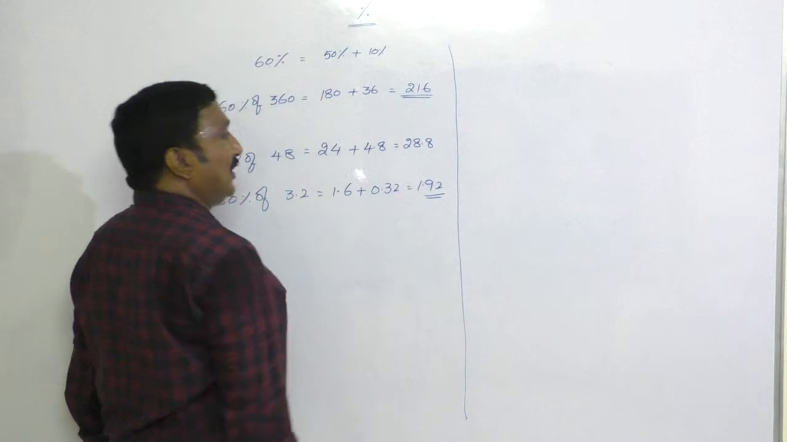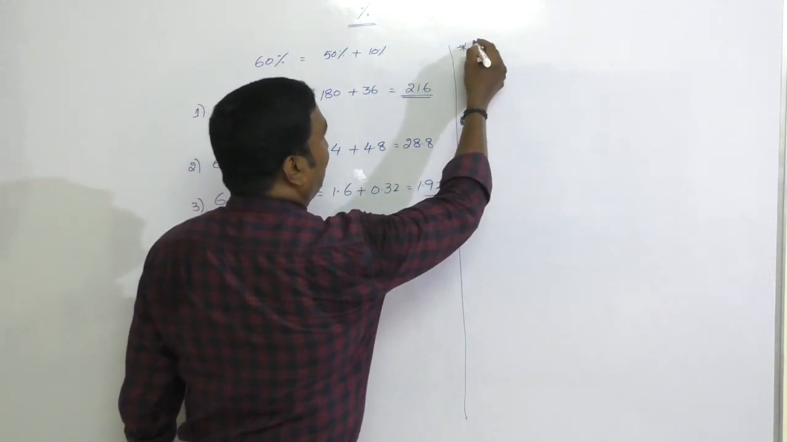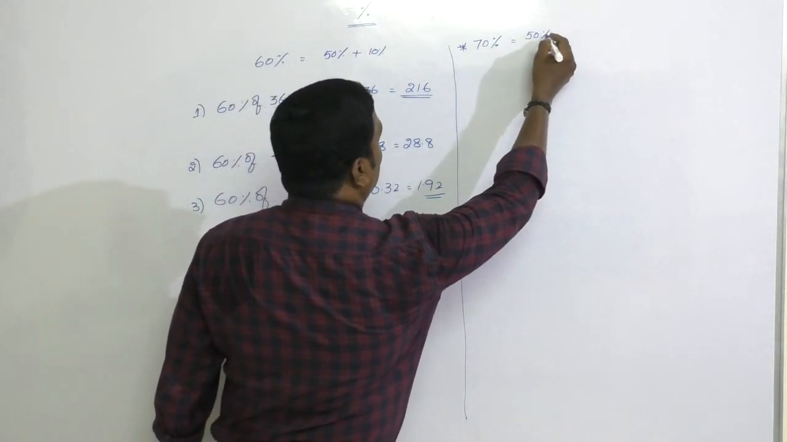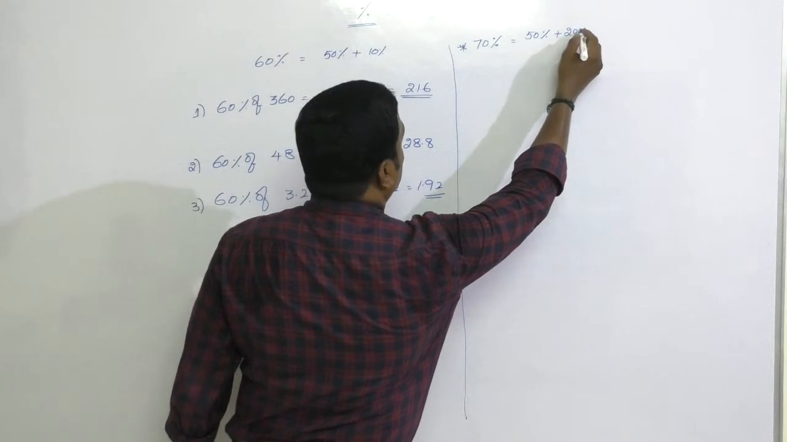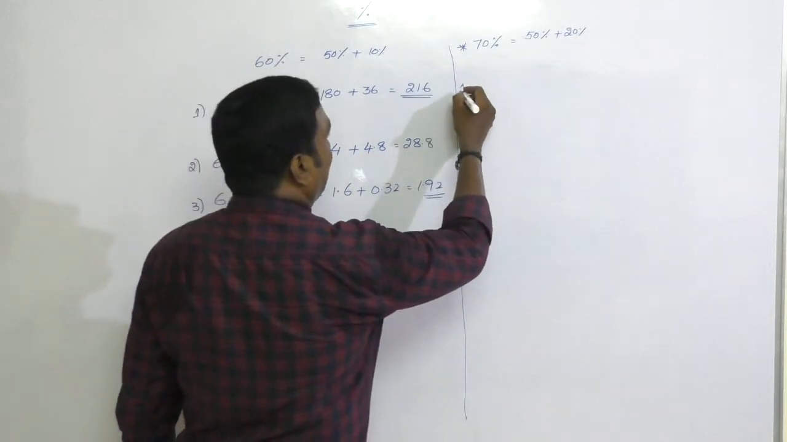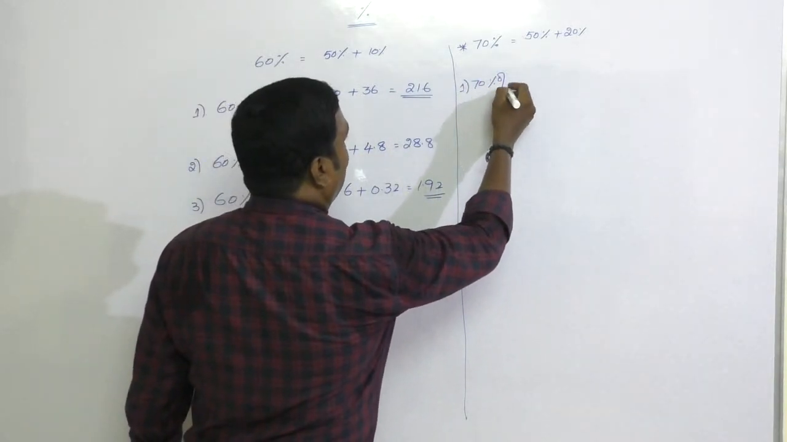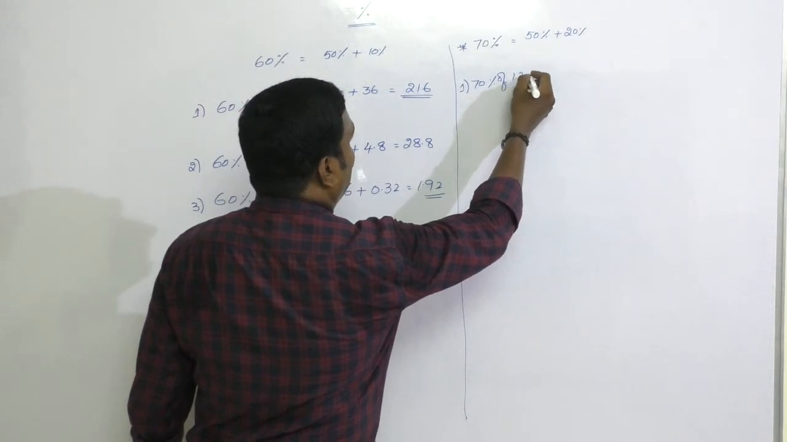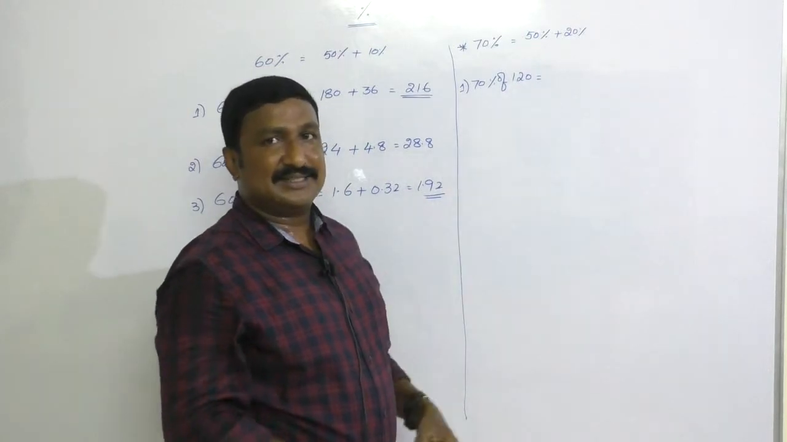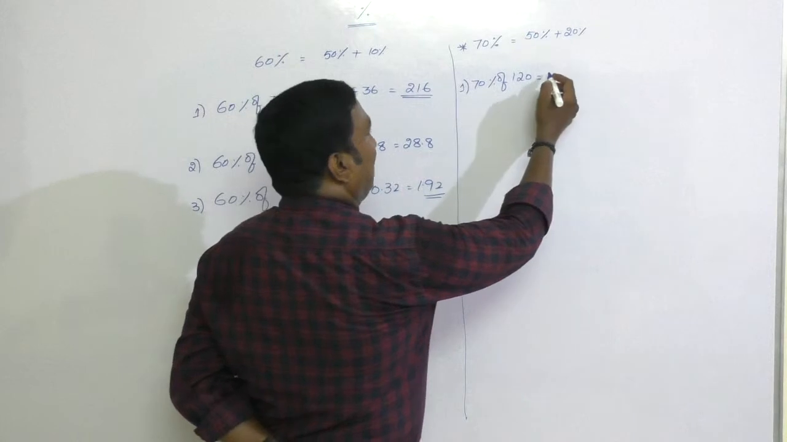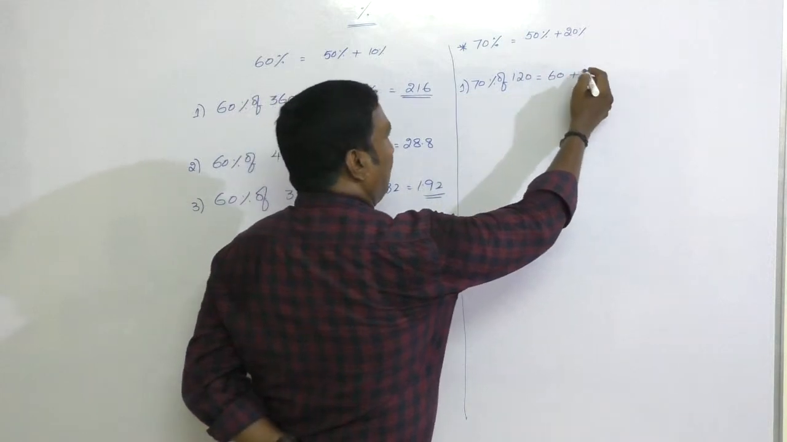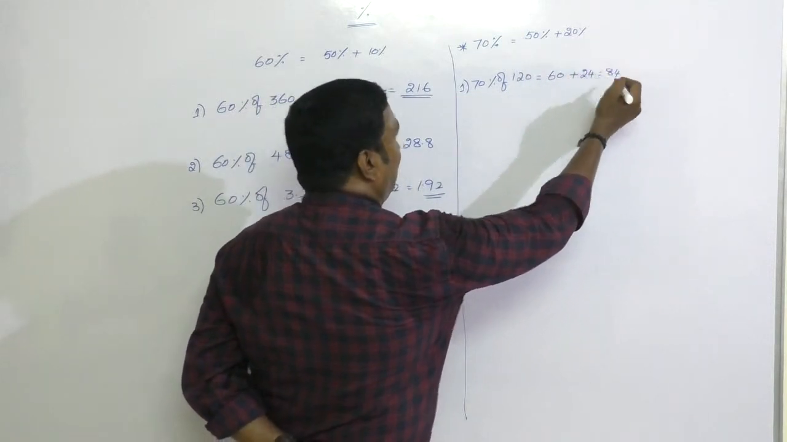Similarly we can calculate the 70%. What is the 70% means? We can write 50% plus 20%. Okay, right? For example, 70% of 120. So what is the 70% of 120 means? First you have to calculate the 50%. 50% of 120 is nothing but how much will it come? 60. And 10% is nothing but 12. 2 times of 12 is equal to 24, so 60 plus 24 is equal to 84.